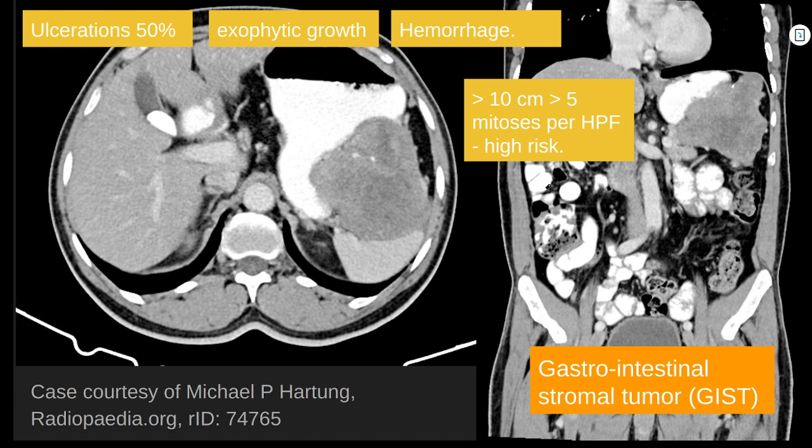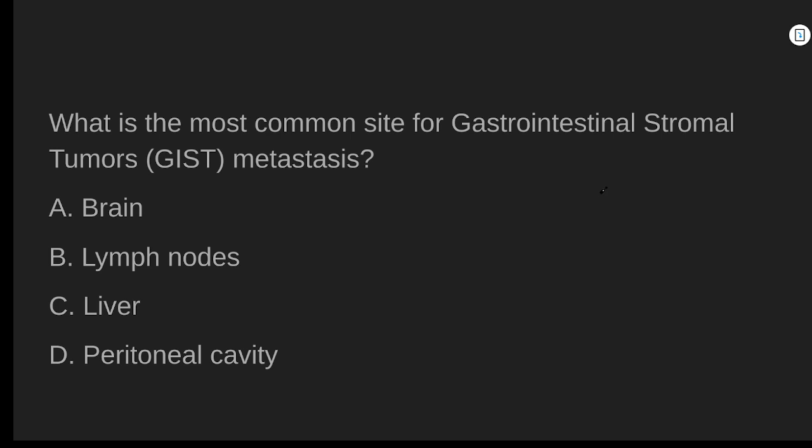Let's do a question to check out the knowledge that we have acquired from this short presentation. What is the most common site for gastrointestinal stromal tumor metastasis? As we just discussed, the most common site here is liver and not lymph node disease.